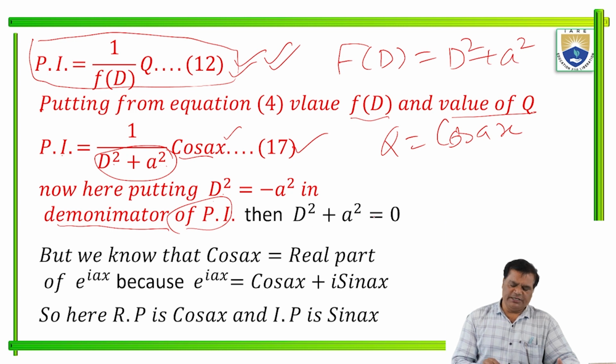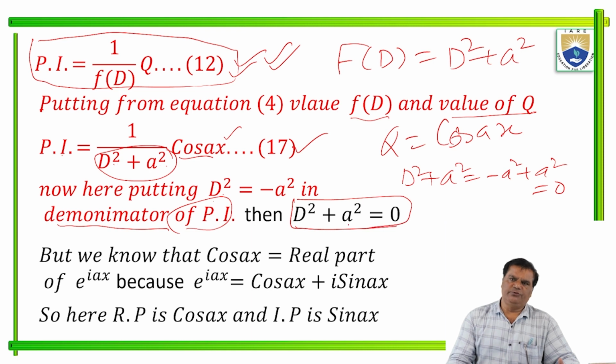Then D square plus A square here is 0. If I put D square equal to minus A square, then minus A square plus A square is 0. Then we see that D square plus A square is equal to 0, meaning the denominator is 0. The denominator of the particular integral is 0 if we put D square equal to minus A square. So the particular integral in this case does not exist. Then we apply another condition.